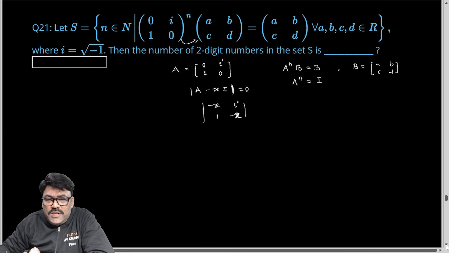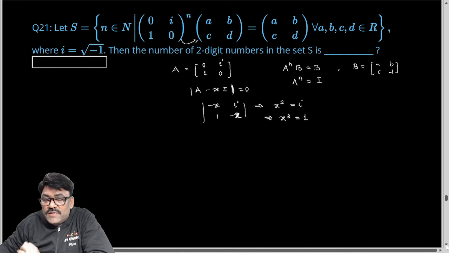Just subtract x, A minus xI. Whenever you are forming a characteristic equation of a matrix, from the diagonal elements subtract x, and the remaining will be left as it is. So you can see that its characteristic equation is x square is equal to iota. And if x square is iota, obviously x raised to 8 will be 1.